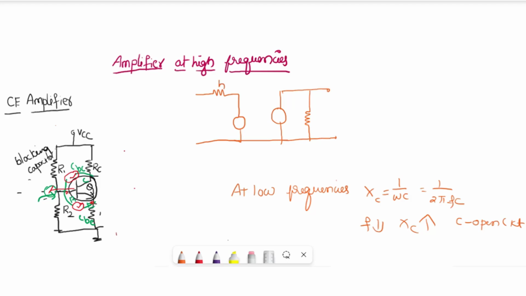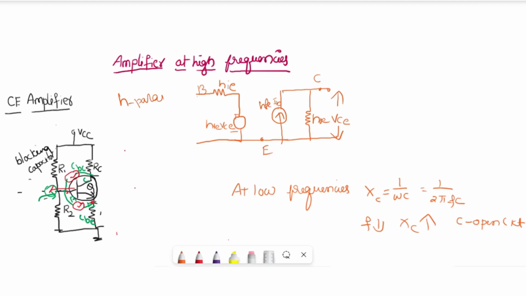This is HIE, and this is HRE VCE, a dependent voltage source, and this is HFE IB. Let me keep the terminals: base, emitter and collector, and this is HOE, and the output voltage is VCE. So this is the H parameter model. It is not having any capacitors, okay.